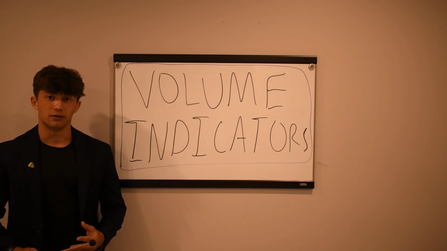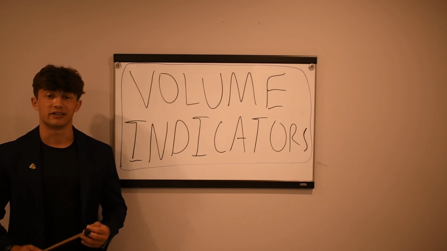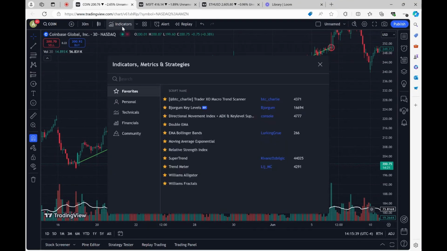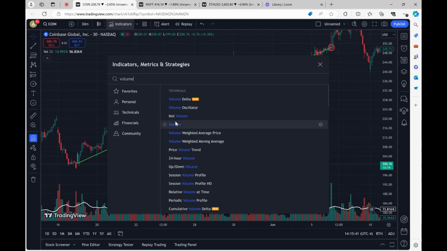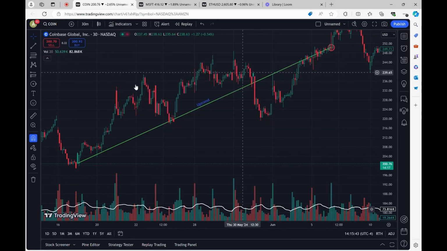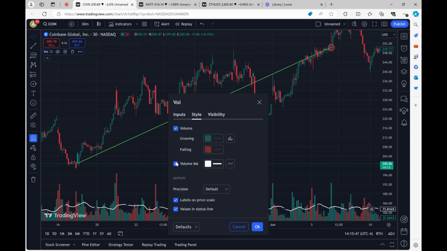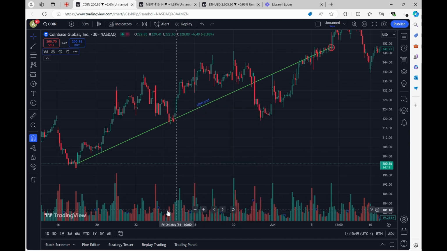We can also use volume to predict trend reversals or trend continuations. So our first volume indicator is just called volume. If you go into indicators and type in volume, it's this one right here. And when it pops up on your screen, it's going to look like this with just green and red bars, a histogram type of thing.